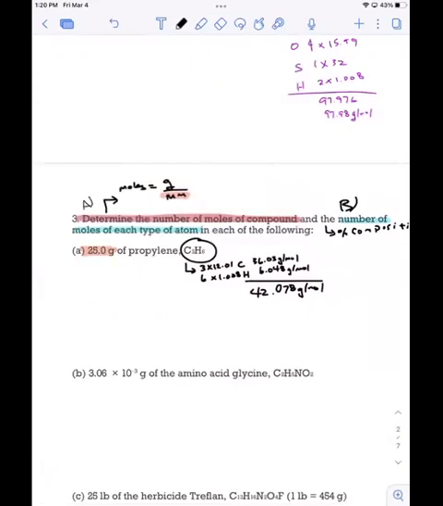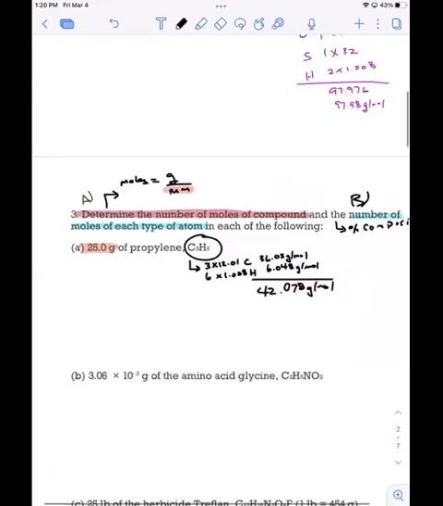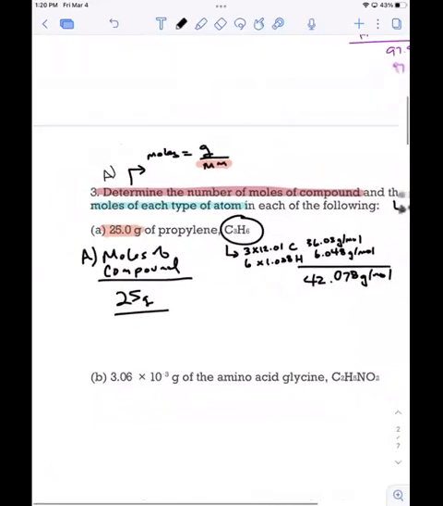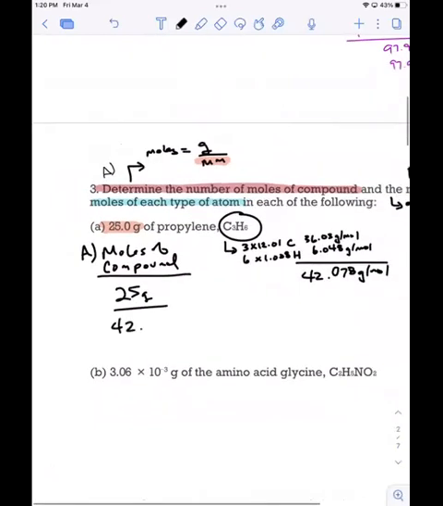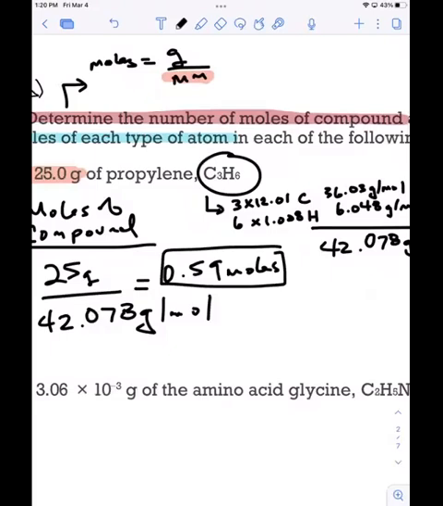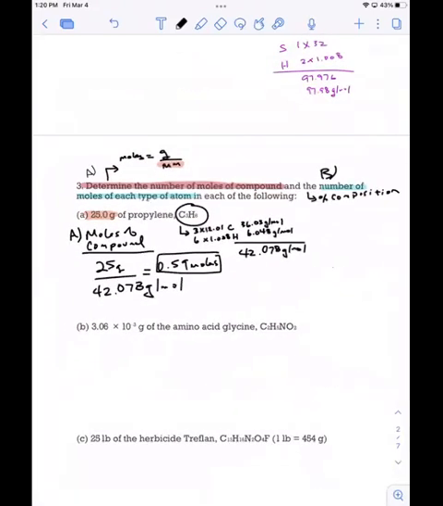So now that we have that, we can figure out the moles of compound. This is for part A. Moles of compound is going to be 25 grams divided by the molar mass, 42.078 grams per mole. What we got there? 0.59 moles. All right, great. So now we know the moles of compound. Now it's asking us for the moles of each atom.